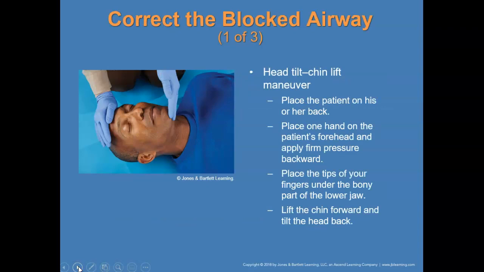We've already had CPR, so some of this we've already talked about, which is good. Head tilt chin lift maneuver: place the patient on his or her back. Place one hand on the patient's forehead and apply firm pressure backwards. Place the tips of your fingers under the bony part of the lower jaw, lift the chin forward, and tilt the head back.